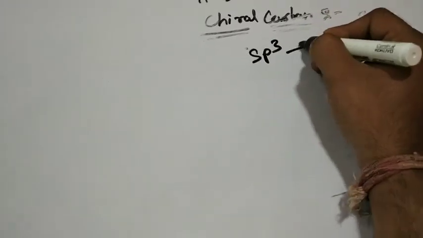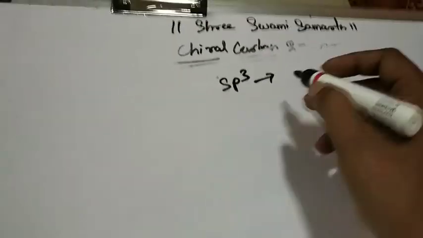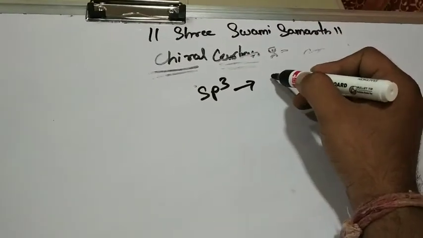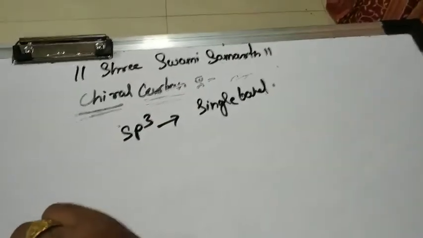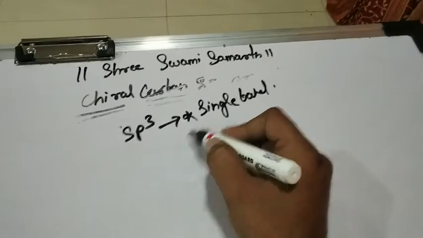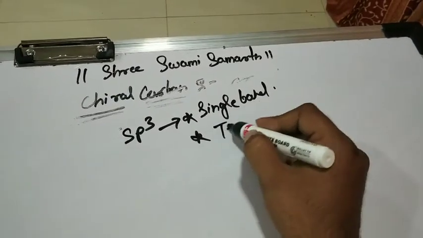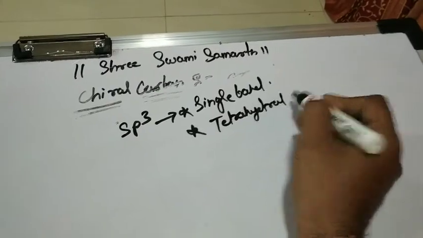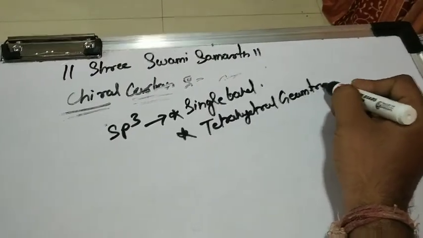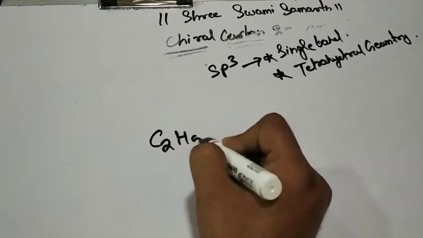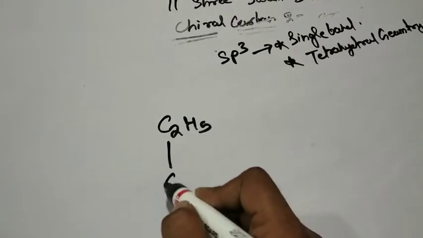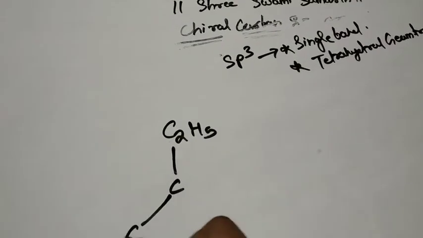Let's take the example. Now when we talk about sp3 hybridization, what kind of geometry will it be? Whenever sp3 hybridization is present, it will have single bonds. You all know, whenever there is sp3 hybridization, there are single bonds. Then there will be a tetrahedral geometry, meaning whatever the compound is, it will have tetrahedral geometry. So let's take the example. Now C2H5, carbon, CH3.